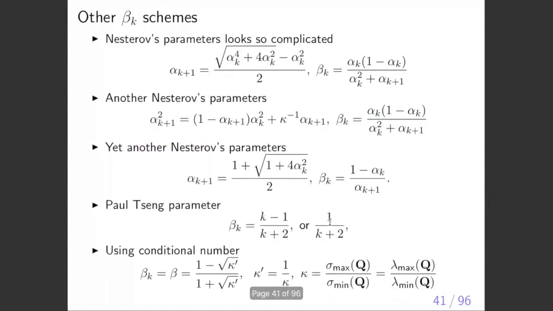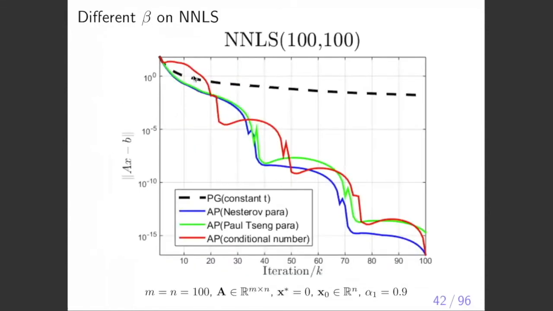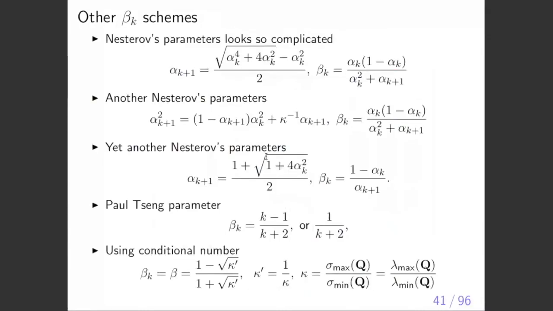And now I'm showing you why they work. This is the curve. This is the NNLS 100. Now this is the gradient descent without acceleration with constant t, that means constant step size. These three colored curves are basically accelerated projected gradient with different parameters. This is a more fine-tuned beta. This is a very rough beta.